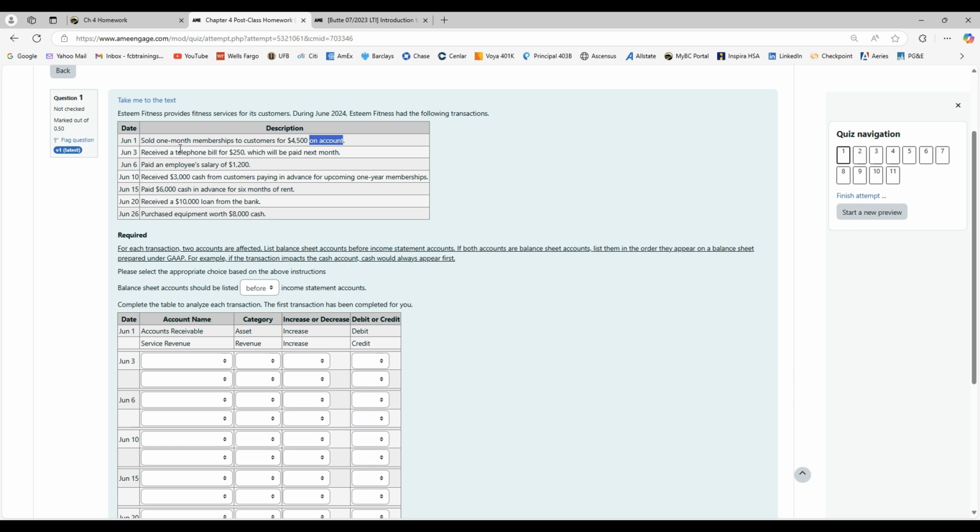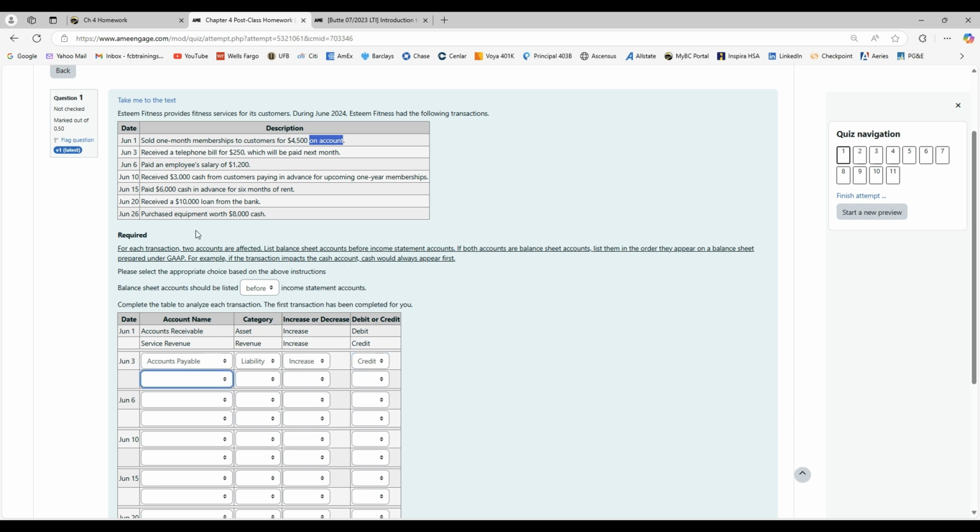Okay, on June 3rd, we received a telephone bill for $250, which will be paid next month. In this transaction, one important thing is that it's going to be paid next month. So it's not a cash transaction, but instead it's an accounts payable. Accounts payable is a liability. It's going to be increasing as we owe this amount now, and to increase a liability account, it's a credit.